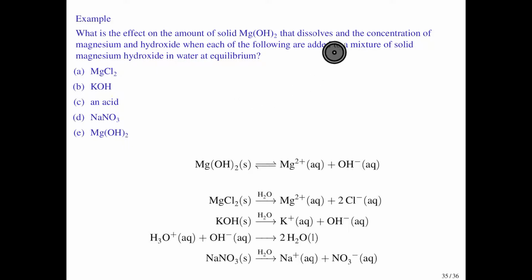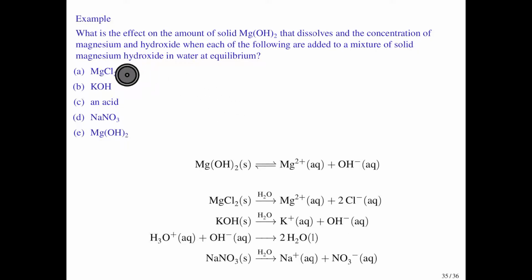So in this problem, we're considering an equilibrium reaction between magnesium hydroxide and its dissolved ions. And what we want to do is to be able to predict the effect of adding these different species to this equilibrium mixture. And we want to know what's going to happen to this equilibrium.